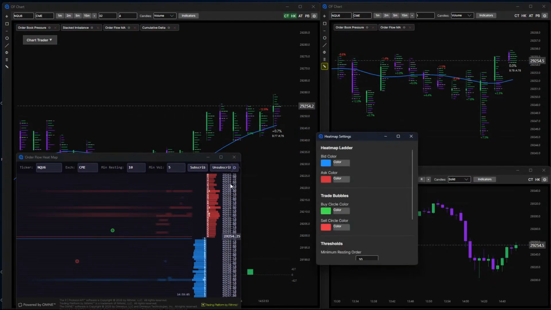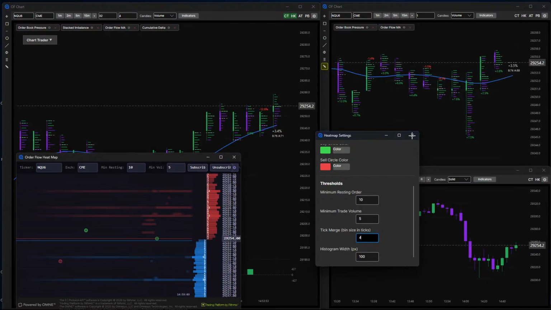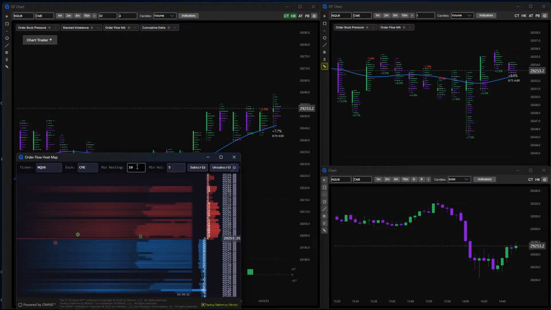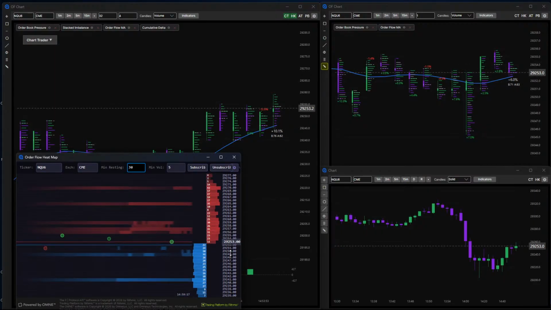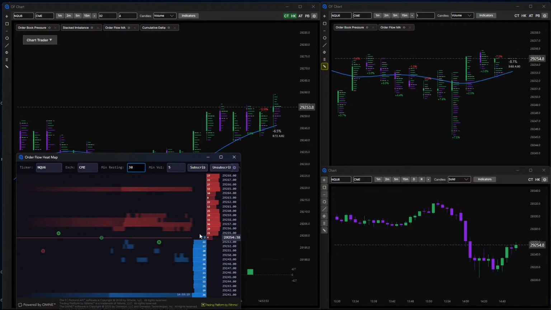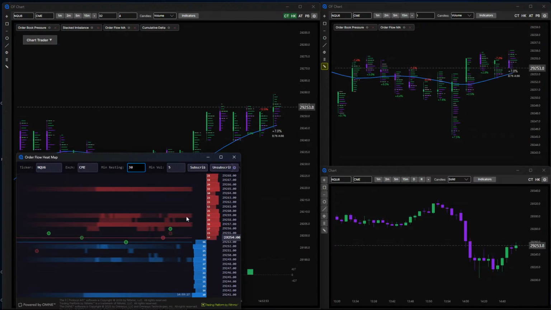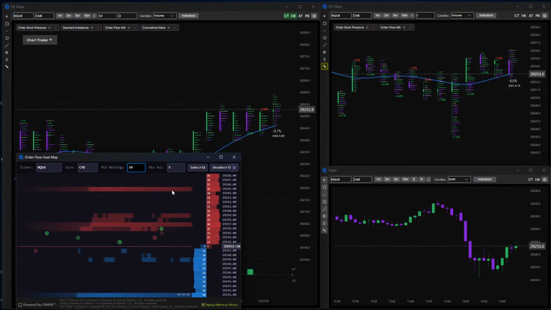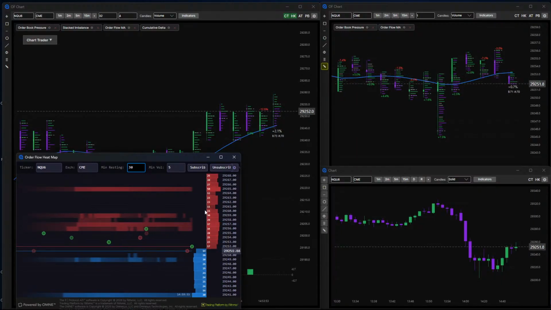What I like to do is tick merge the data, okay? And then I'll do the resting orders, like 25 to see how many. All right, let's go 30 resting orders. And each histogram is 1 point, so it goes 57, 58, 59, 60. Each bar, like this whole bar right here, is 1 point worth of data because I just tick merged it.